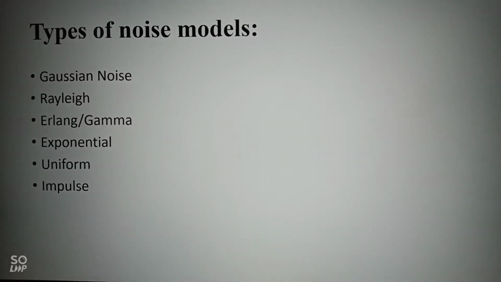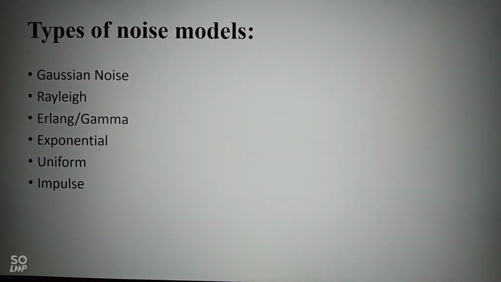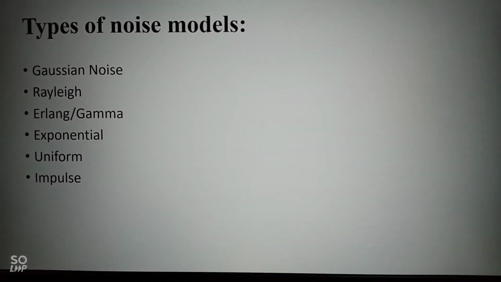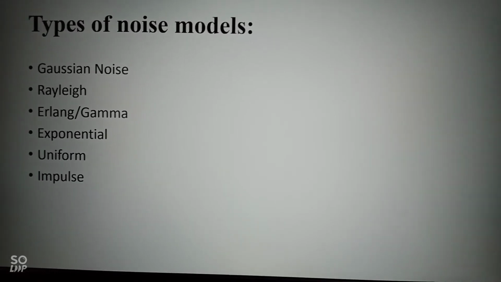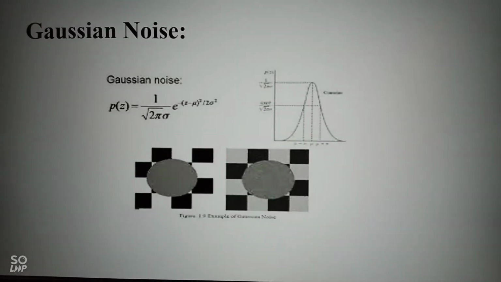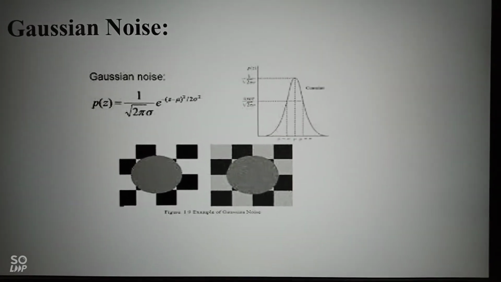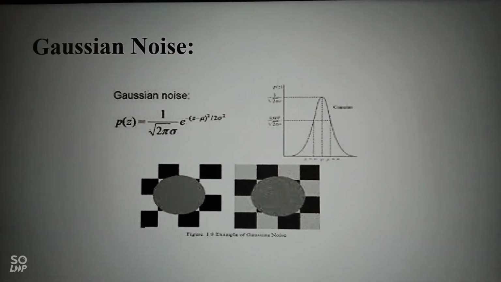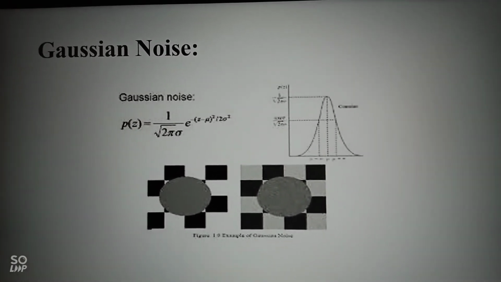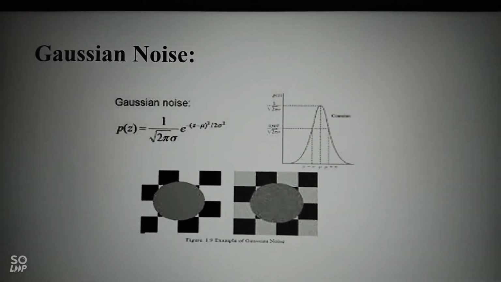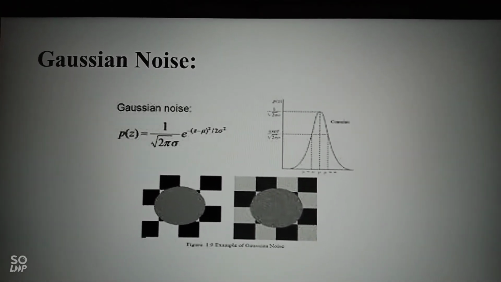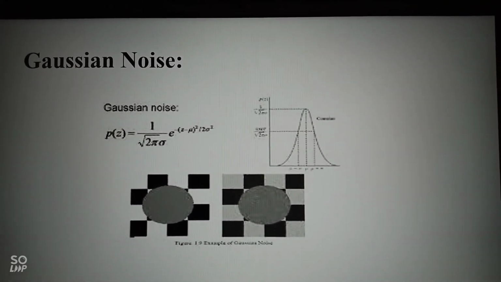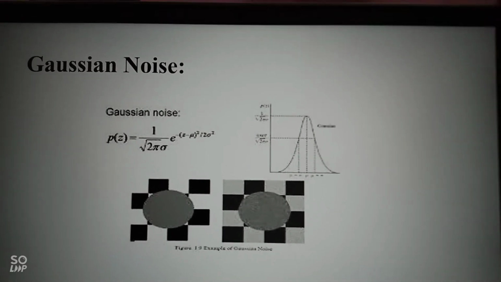Now the types of noise models: Gaussian, Rayleigh, Erlang or Gamma, exponential, uniform and impulse. Impulse is nothing but salt and pepper. Gaussian noise: here it explains the formula. In this diagram, the two sides are curved. Like I said, the assumption is independent of spatial coordinates. Here Gaussian noise is independent of spatial coordinates, and it is the easiest way to remove noise.